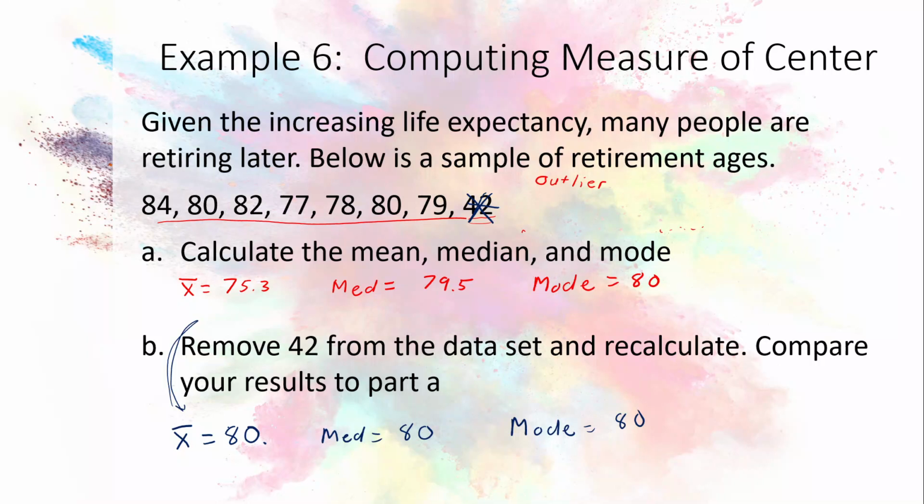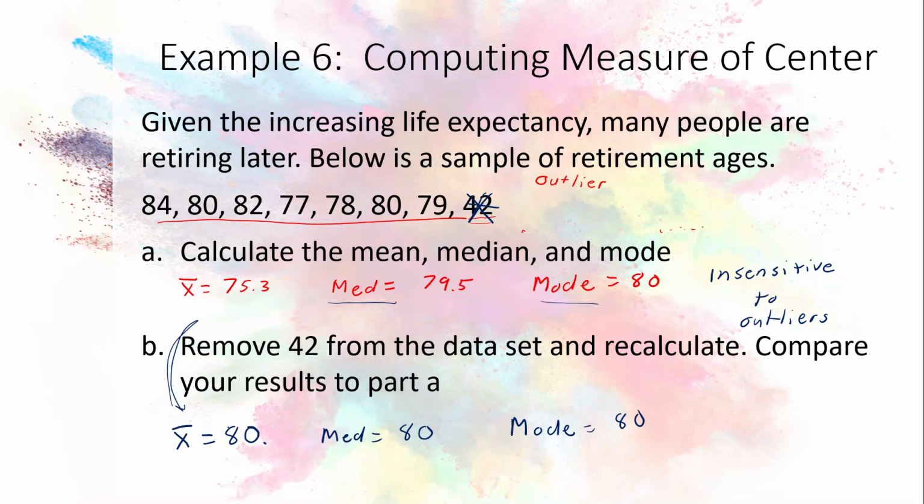The mode is very insensitive to outliers. So if you have a data set with numbers that are way out there, way above or way below, i.e. having outliers, chances are the median or the mode are ones that you want to use to describe the measure of center for a data set.